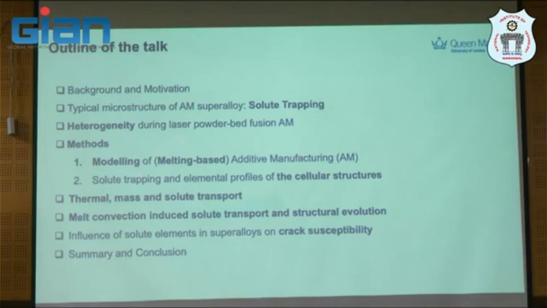And how can we actually predict or do something about this heterogeneity? How can we homogenize this or not? Or what is the characteristic of this? The method that we're going to look at is basically, the first item is CFD of melting-based additive manufacturing. And then there is solute trapping and the elemental profile of the cellular structure. So the highlight here is cellular structure. How can we predict it?